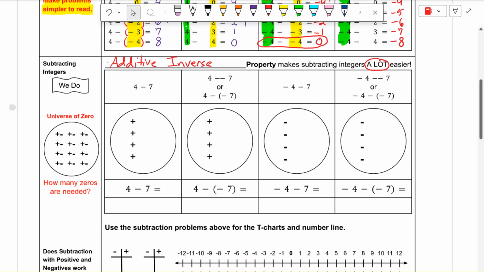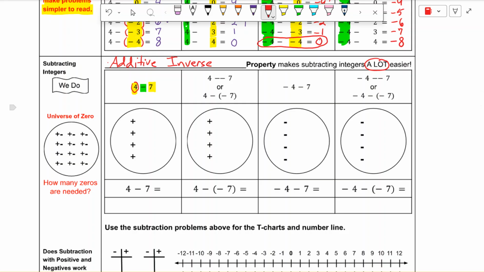This is the universe of 0, which you are very familiar with, where we're going to be using it to subtract. You can see up here we have positive 4, and then we have minus positive 7. So inside the circle, there are already loaded 4 positives. Do you see them? 1, 2, 3, 4. And now we're going to take away 7 positives. But when you look inside the universe of 0 circle, there are not enough positives to take away. So we need to add more positives.